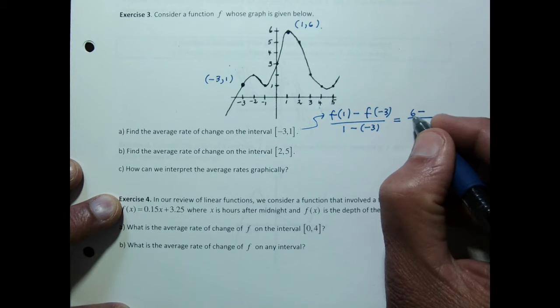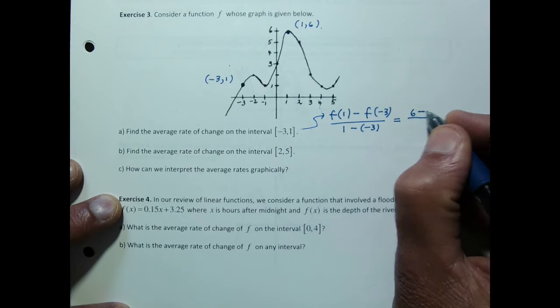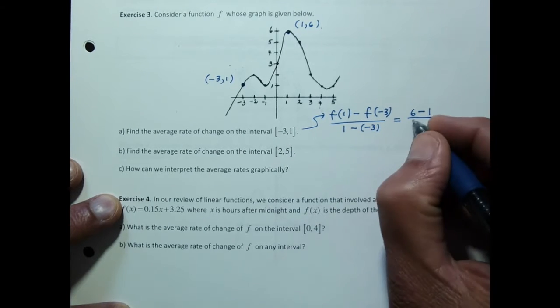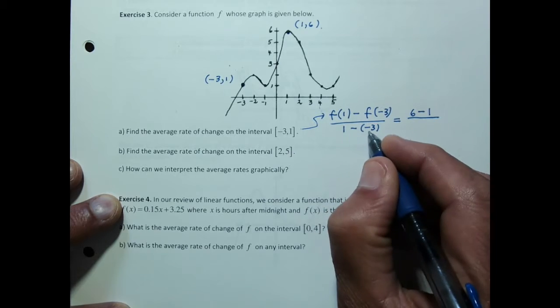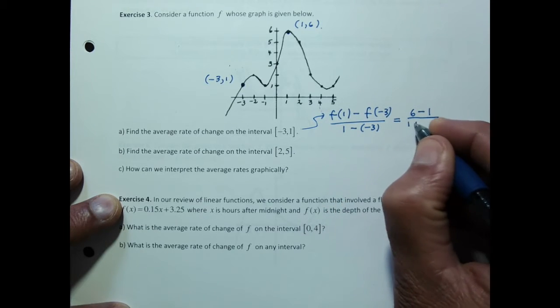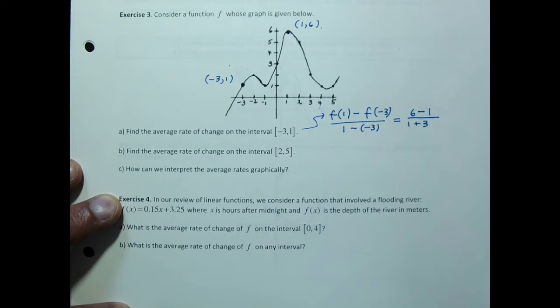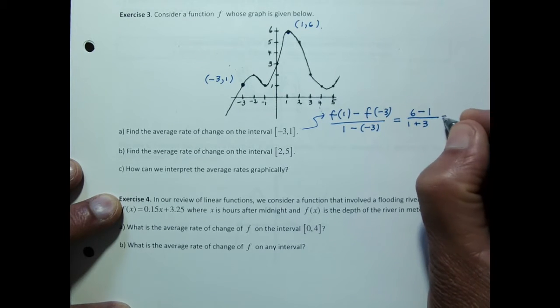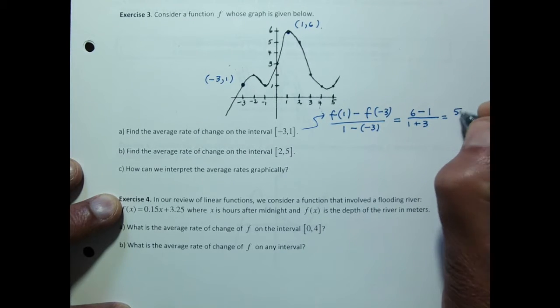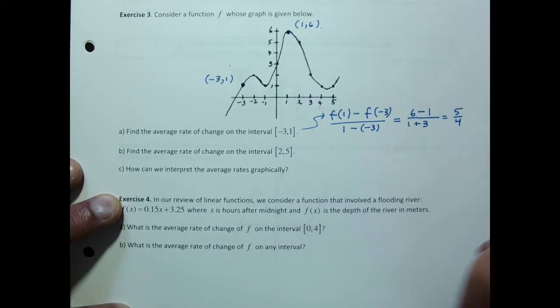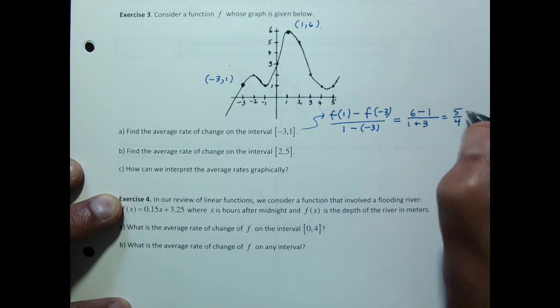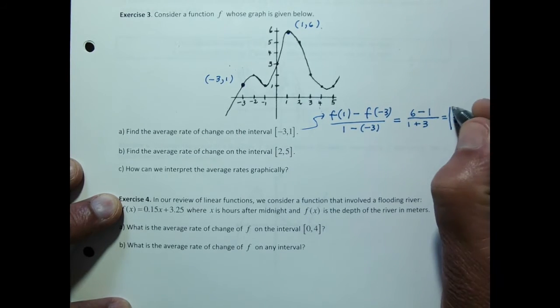So I'm going to have here 6 minus 1 over 1 minus the -3. 1 minus the -3 becomes 1 plus 3. So 6 minus 1 is 5 over 4. 5/4 is that average rate of change.